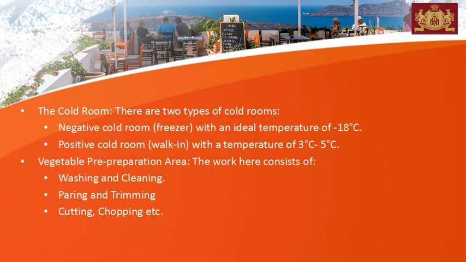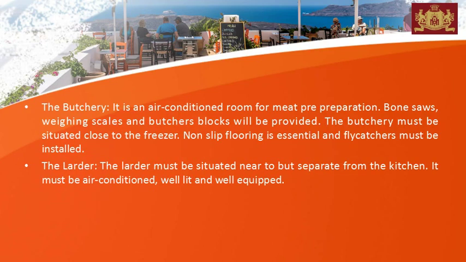Vegetable pre-preparation area. The work here consists of washing and cleaning, paring and trimming, cutting, chopping, etc. The butchery. It is an air-conditioned room for meat pre-preparation. Bone saws, weighing scales and butcher's blocks will be provided. The butchery must be situated close to the freezer. Non-slip flooring is essential and fly catchers must be installed.